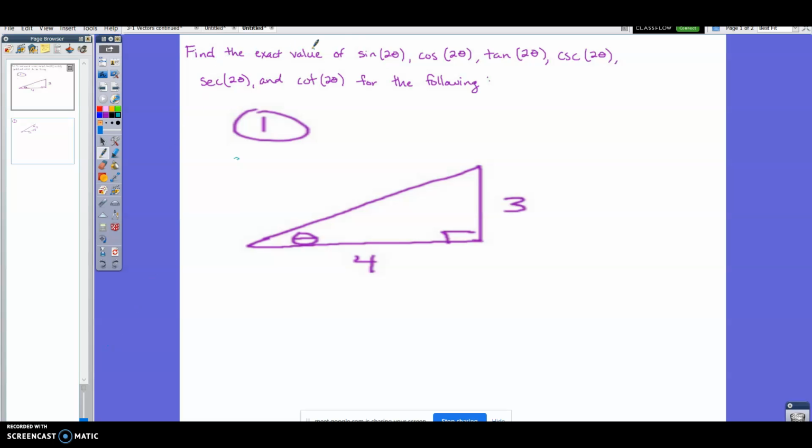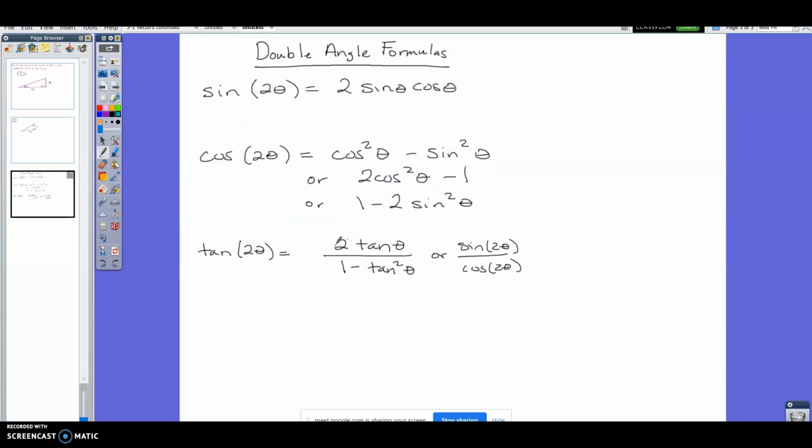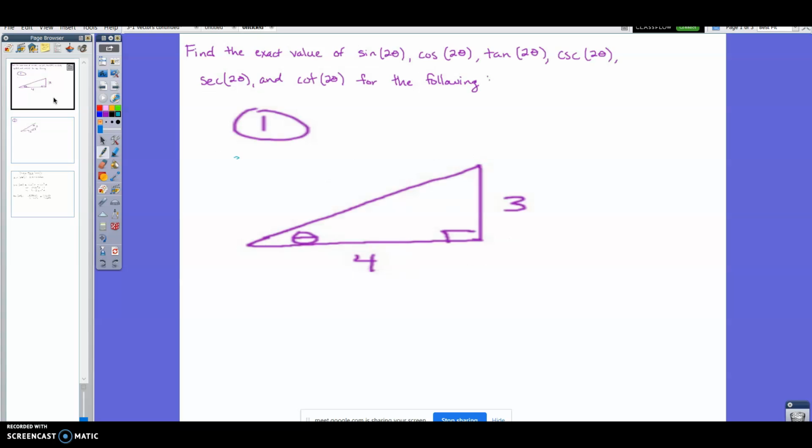So we are finding the exact value of sine of 2 theta, cosine 2 theta, tangent 2 theta, cosecant of 2 theta, secant 2 theta, and cotangent of 2 theta for this triangle here. Okay, so what we're going to be doing is using these formulas to at least find sine 2 theta, cosine 2 theta, and tangent 2 theta. And then we can use what we know about reciprocals to find the secant, cosecant, and cotangent. So first things first, we need to solve this triangle to get our missing side.